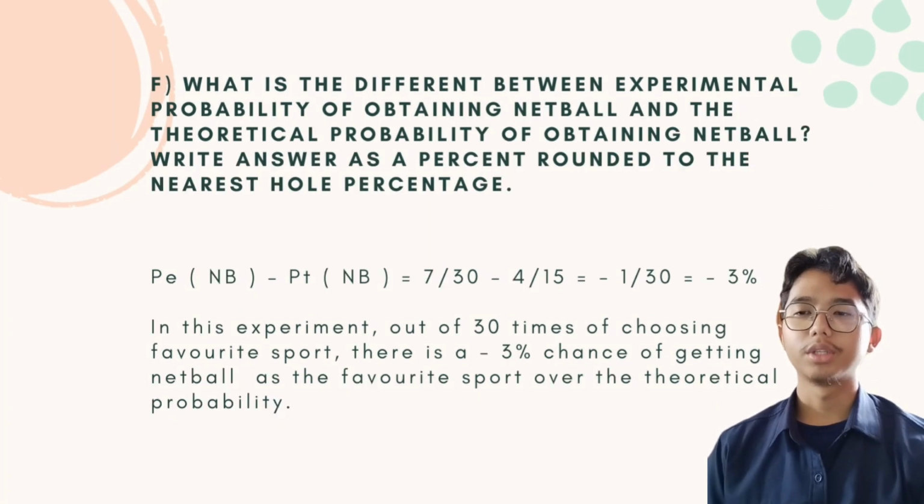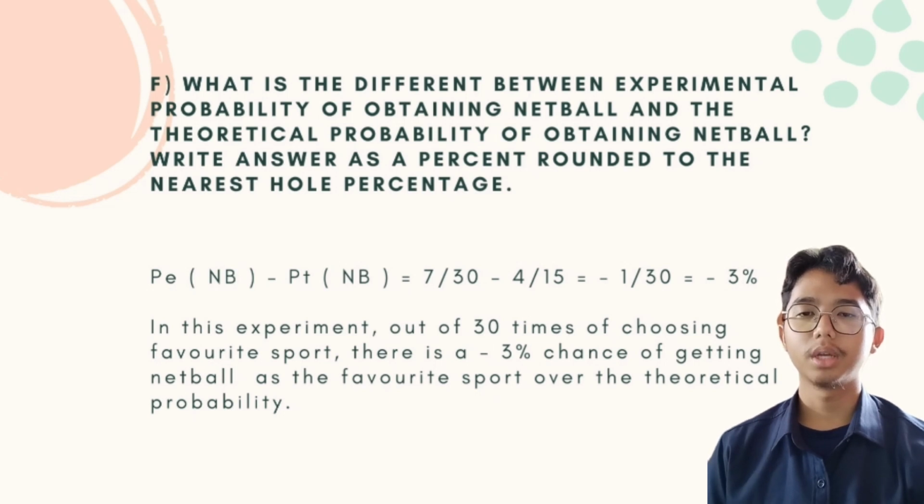For question F, what is the difference between the experimental probability of obtaining netball and the theoretical probability of obtaining netball? Write the answer as a percent rounded to the nearest whole percentage. Probability experimental netball minus probability theoretical netball equals minus 1 over 30 or minus 3%. In this experiment, out of 30 times of choosing favorite sport, there is a minus 3% chance of getting netball as the favorite sport over the theoretical probability.